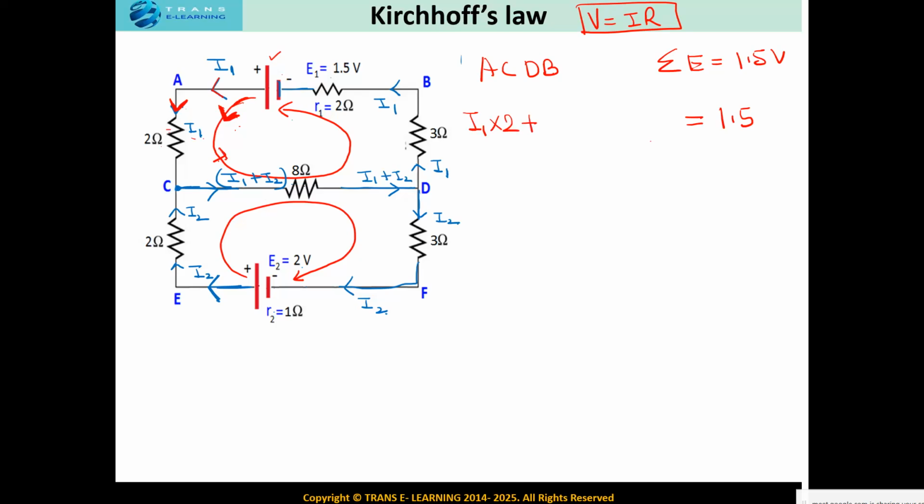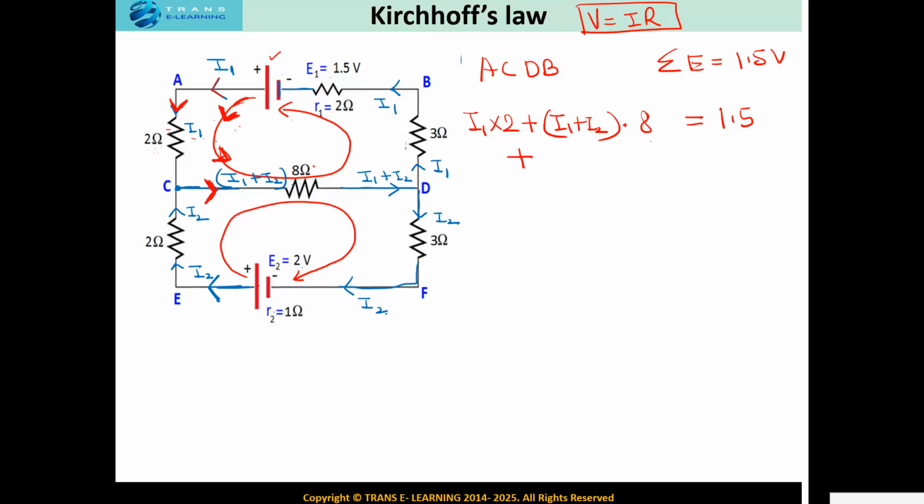Now you're going to see the direction of the loop is this way. In this case, as the current I1 is in the same direction as the loop and it is passing through 2 ohm, V is equal to IR, that is 2 ohm into I1. Now we are coming to this loop. This current is passing through the C, that is passing through this 8 ohm, and our loop direction is the same, so it will be I1 plus I2 into 8 ohm.